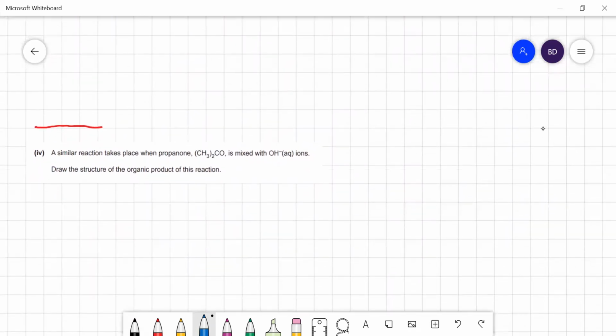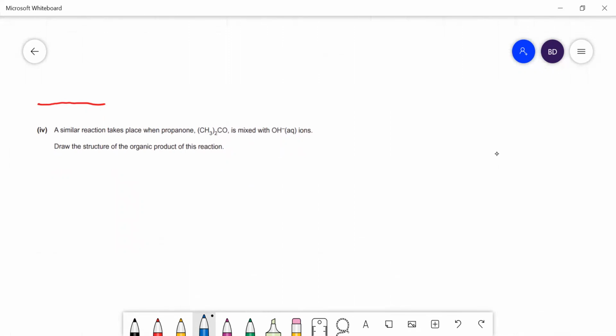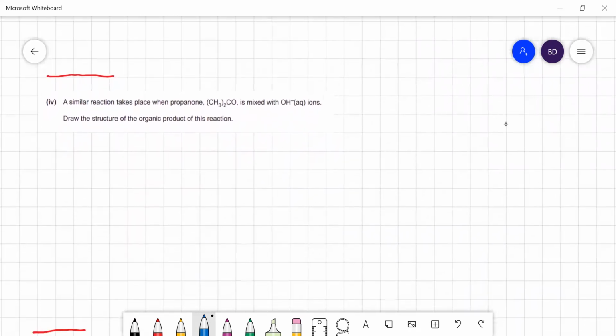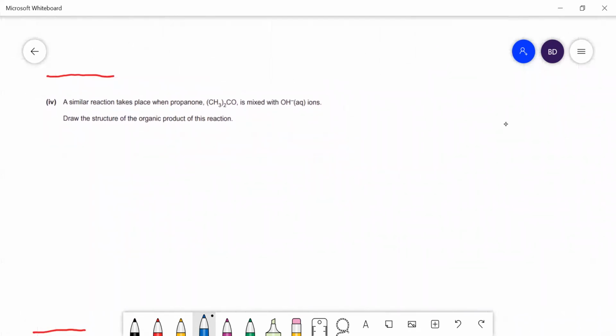Right, a similar reaction takes place when propanone mixes with OH minus ions. Draw the structure of the organic product of the reaction. Right, so I'm going to draw propanone here. I'm going to draw that as CH3, and I'm going to draw this one like that. Right, so we're going to lose a proton off there. So that's going to be a minus, isn't it, there?